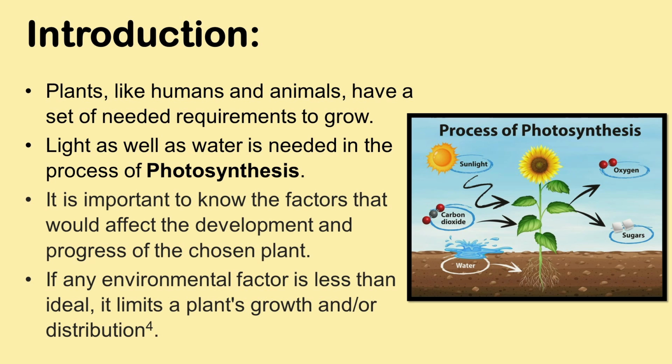For our introduction, plants, like humans and animals, have a set of needed requirements to grow. They need adequate light and water in order to grow, bloom, and even produce fruits. Light as well as water is needed for the process of photosynthesis. It is important to know the factors that would affect the development and process of the chosen plant. If any environmental factor is less than ideal, it limits a plant's growth and or distribution.